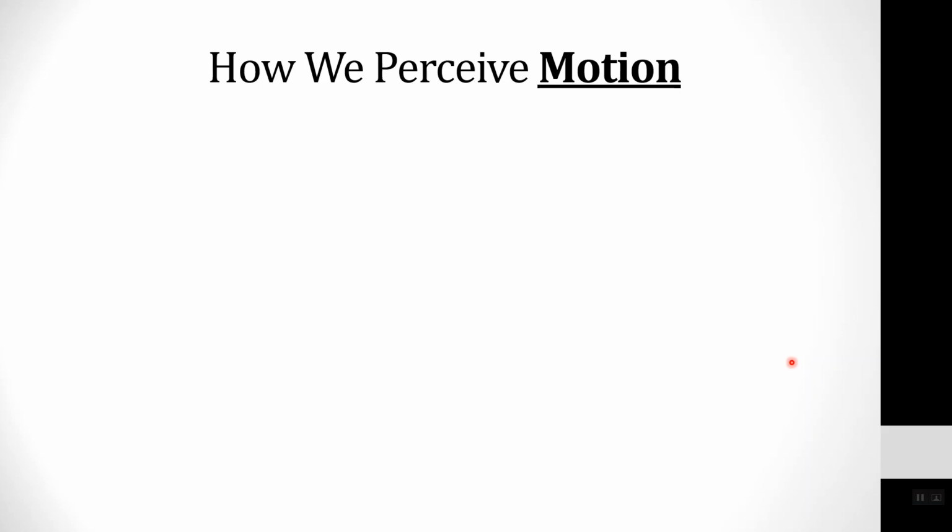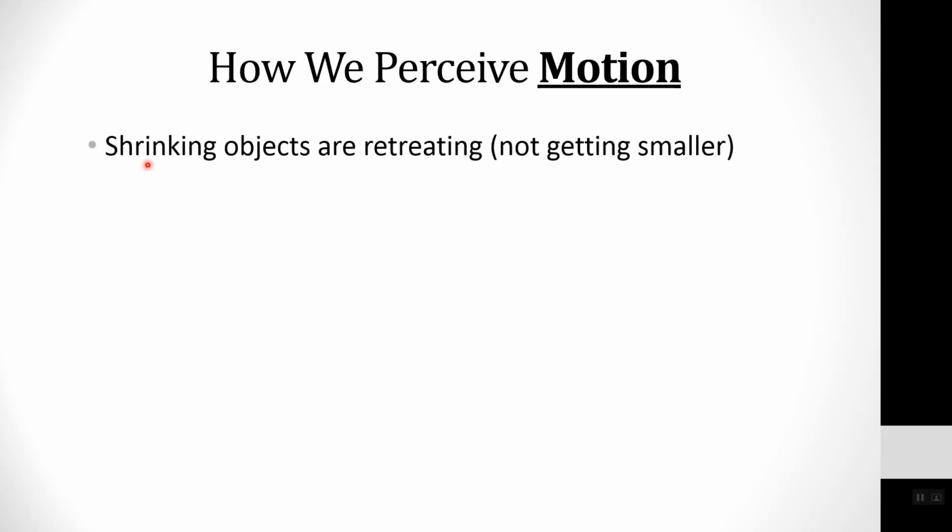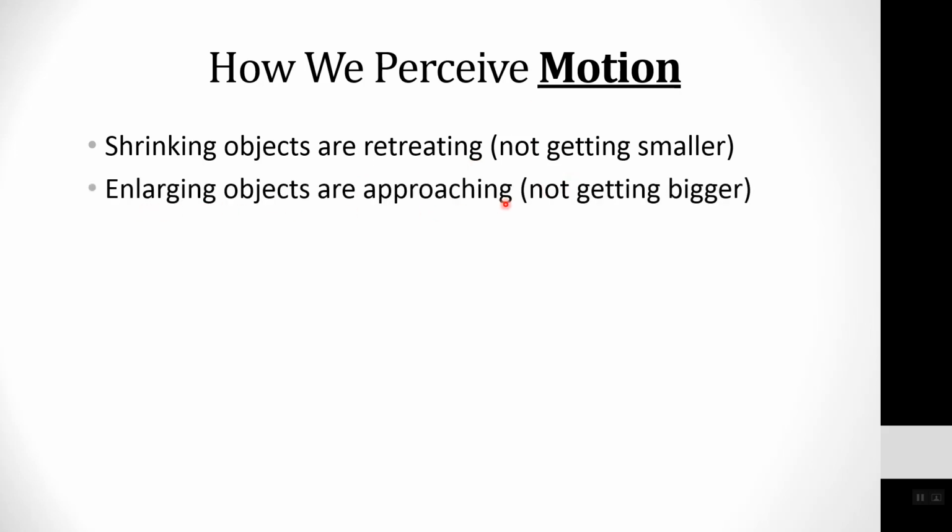All right, so now let's talk about motion. We've come from depth, distances of objects and things like that. Now let's look at how we perceive motion when things are moving. Pretty easy rules here. Objects that are shrinking, getting smaller, we tend to perceive as retreating. They're moving away from us. Anything getting bigger tends to be approaching. It's not that it's actually growing in size. So pretty easy peasy motion.